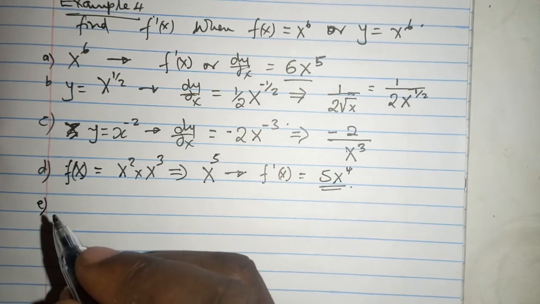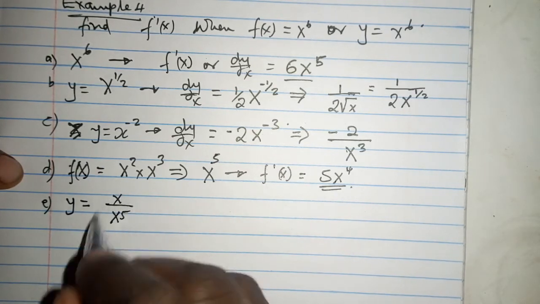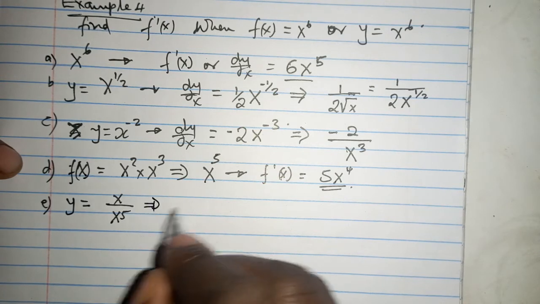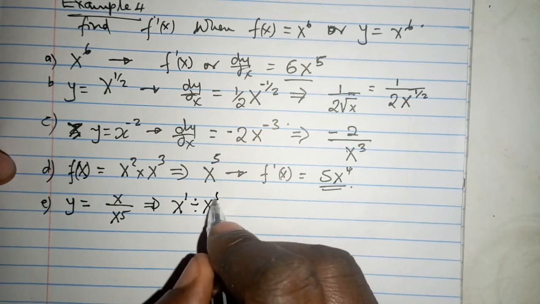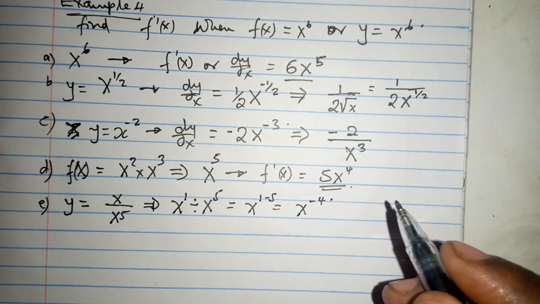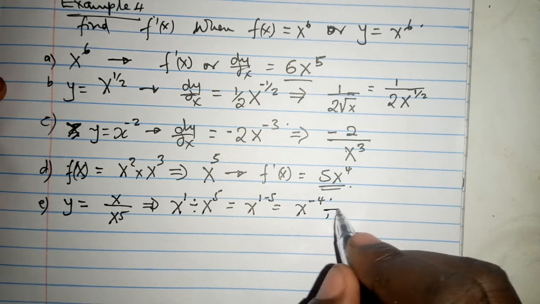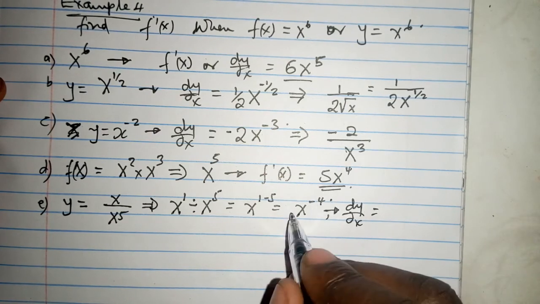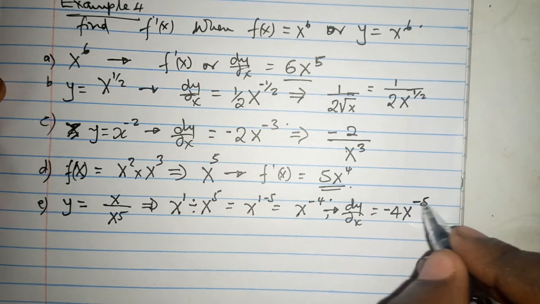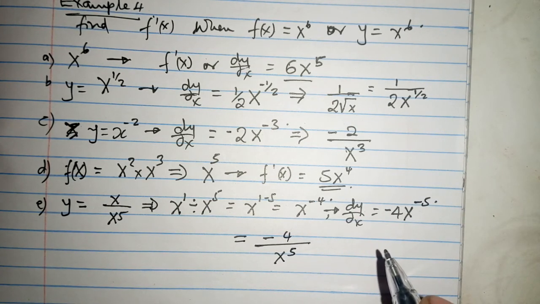Further looking down there, part E, y is equal to x over x^5. And again, we need to apply the laws of indices here. There is x to power 1 here silently, and there is x to power 5 here. So this is the same as x to the power 1 divided by x to the power 5, which is x to the power 1 minus 5. And of course, this is x raised to power minus 4. If that is true, then the derivative, dy dx, becomes the power as a coefficient, minus 4x. Of course, the power reduces by 1. Minus 4 minus 1 becomes minus 5. And at the end of the day, we have minus 4 all over x raised to power 5. And that is what we have as the final submission.